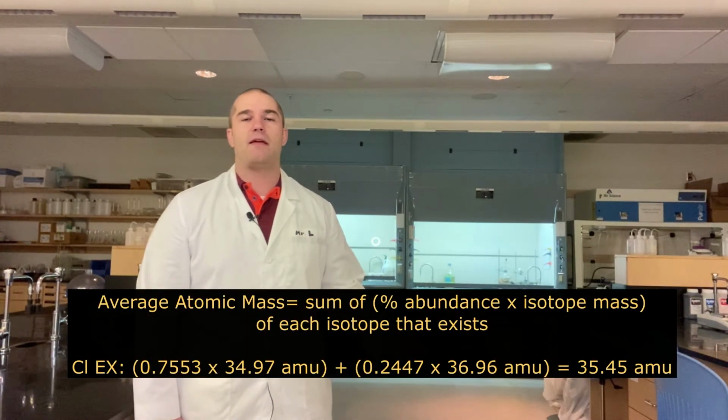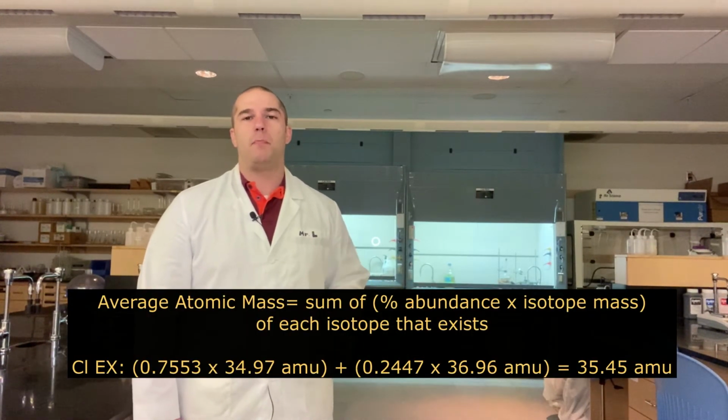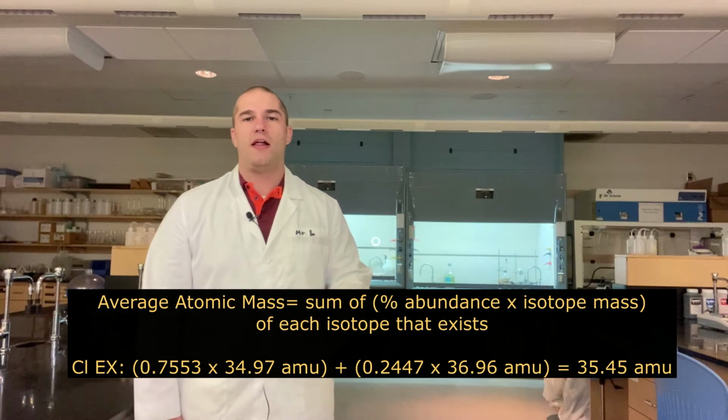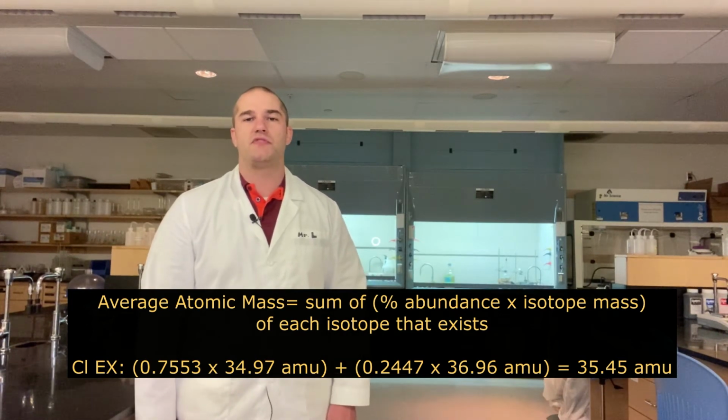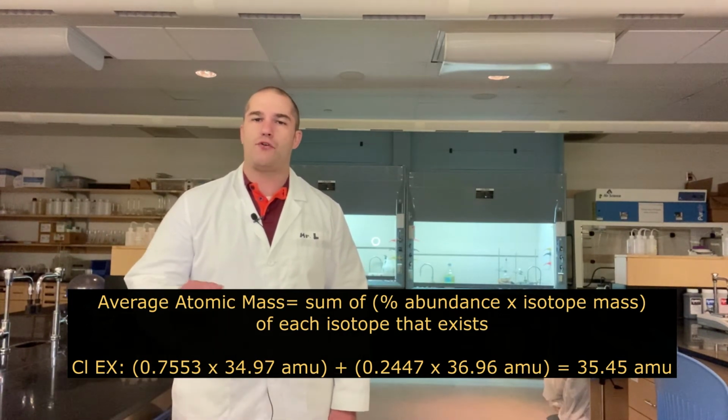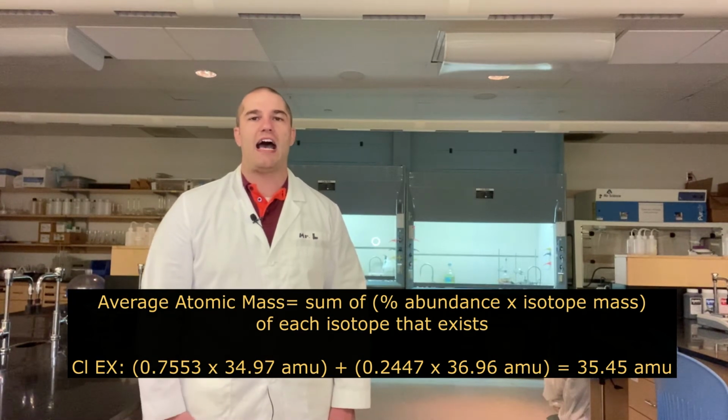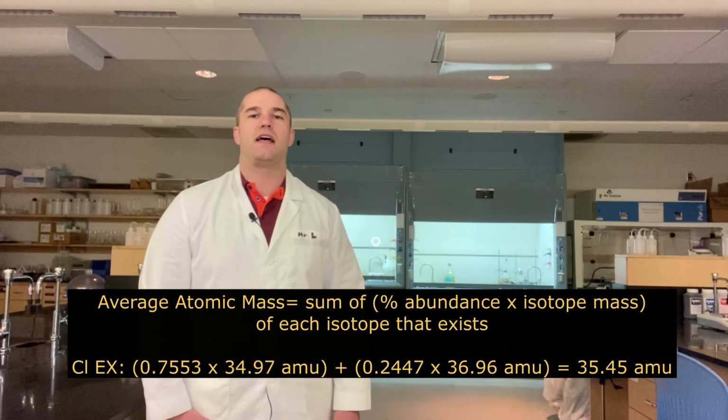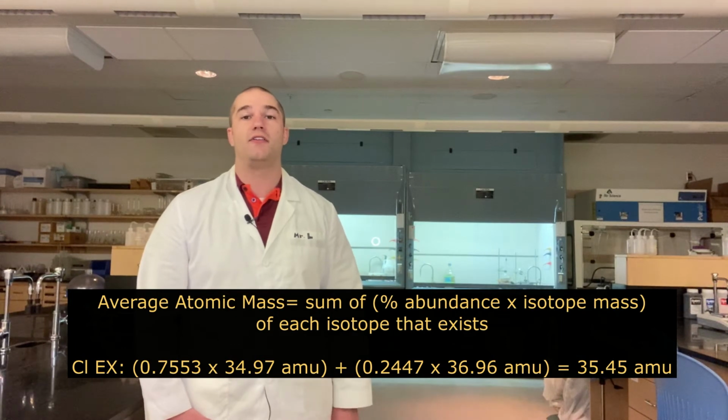All you need to do is take the atomic mass times its percent abundance for one isotope, plus the atomic mass times the percent abundance of the next, and do that for all isotopes, and you'll arrive at the average atomic mass total that's on the bottom of each of those little squares on the periodic table.